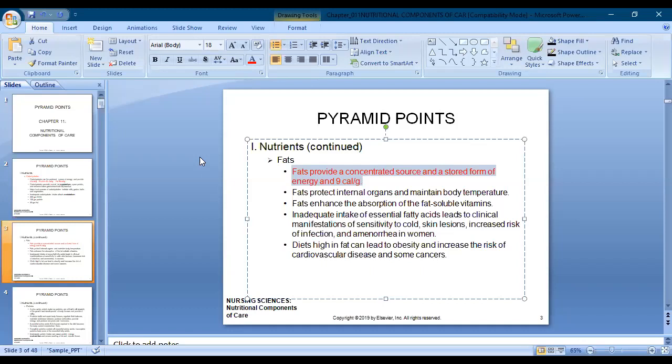Fat is an important component, and it can store the energy in the body. When the body needs it, it can release the fat, release the energy. And also fat helps to keep from losing heat from the body.